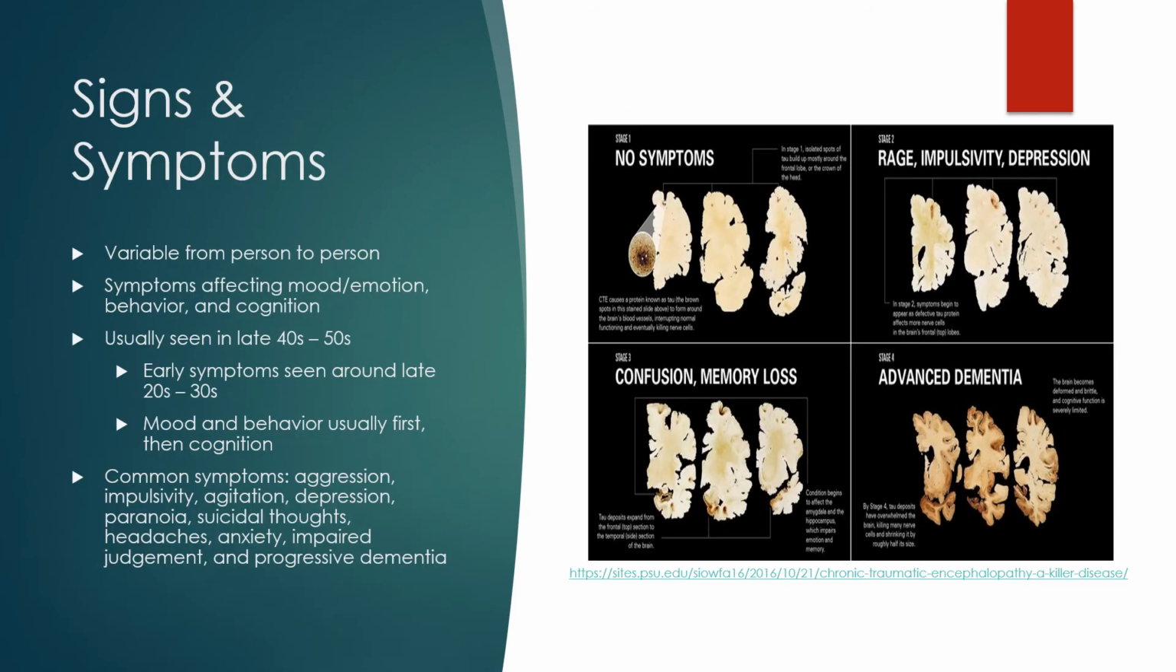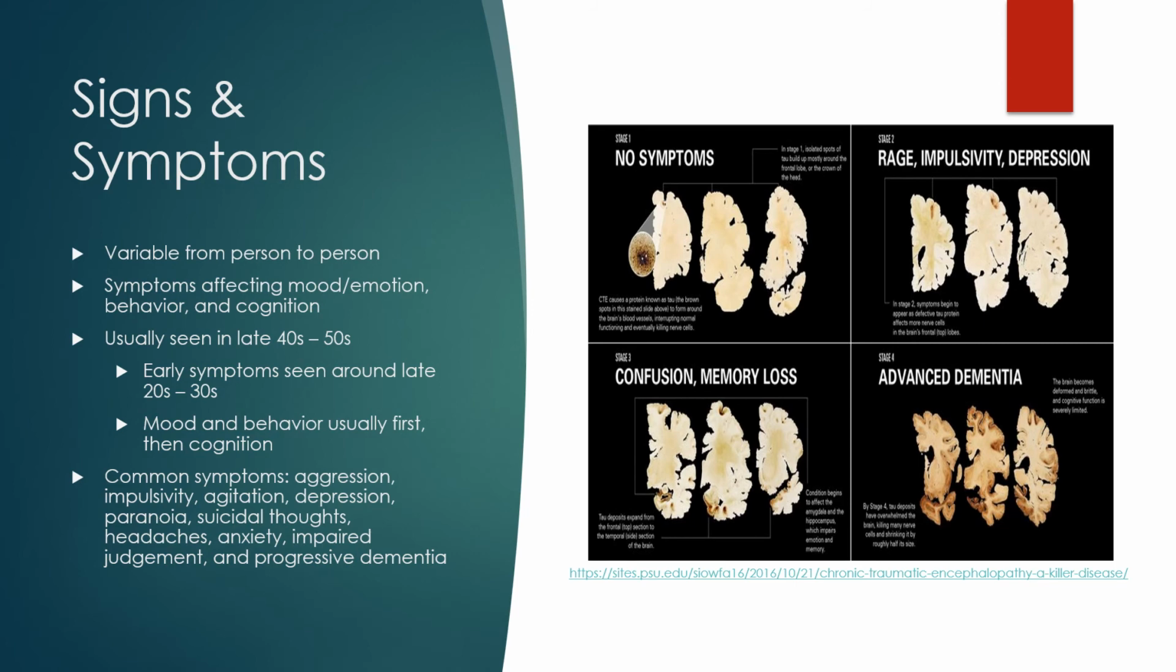With CTE, symptoms can be quite variable and don't usually appear until many years after the onset of head trauma. Early symptoms can appear as early as late 20s to 30s, but usually symptoms affecting mood and behavior are seen in late 40s to 50s. Some behavioral symptoms include aggression, impulsivity, rage, and agitation. Mood and emotion symptoms include anxiety, depression, paranoia, and suicidal thoughts.